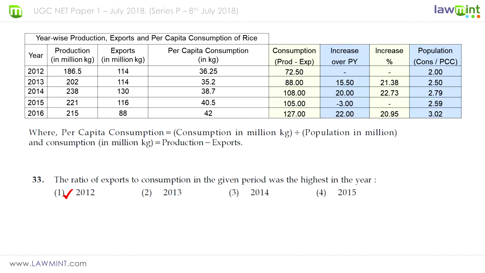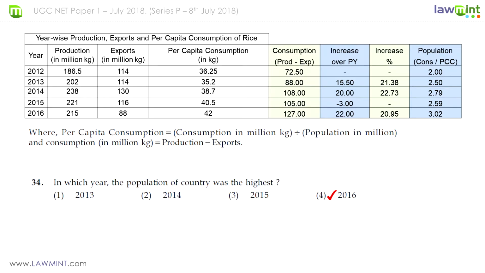So now we have only 2 years for which we need to calculate the ratio, which is the year 2012 and the year 2014. When we calculate the ratio, we find that year 2012 has the highest ratio of exports to consumption, and that is the correct answer.